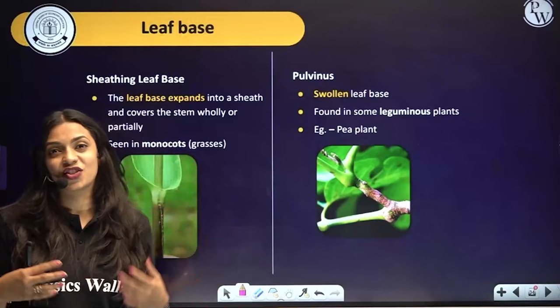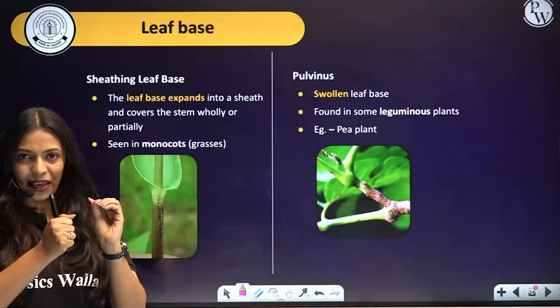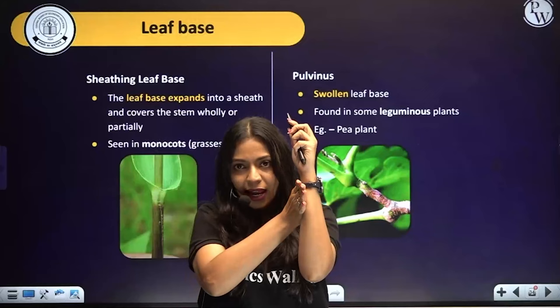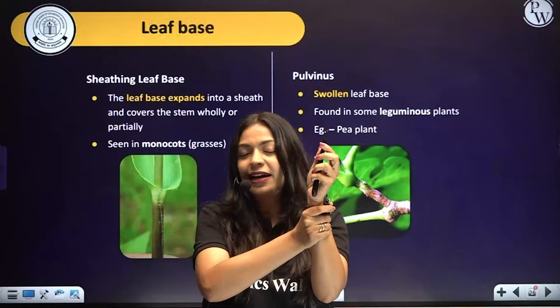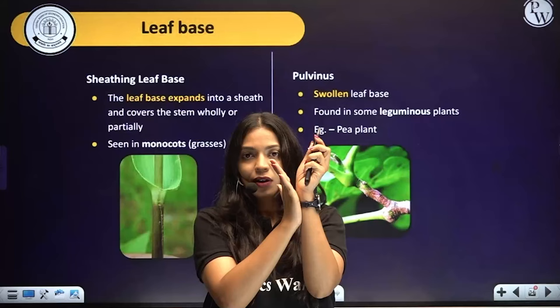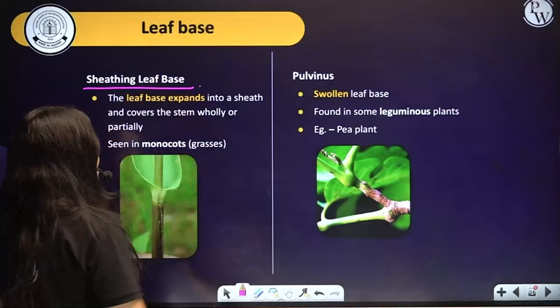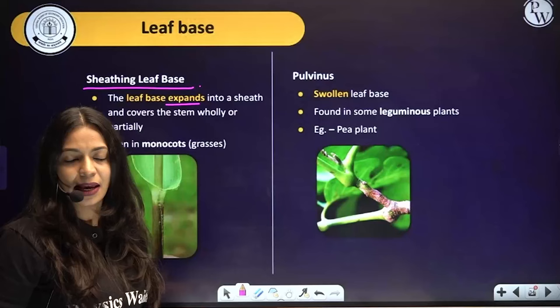Some leaf bases expand and form a sheath around the stem. See, this is the stem, this is the leaf base. Sometimes this leaf base expands and covers the stem. It can either cover the stem wholly, the entire circumference, or it can partially cover the stem. The leaf will arise here. Sheath is basically a covering. So such leaf bases are called sheathing leaf bases. Like I already said, the leaf base expands into a sheath and covers the stem either partially or completely. You can see that here.